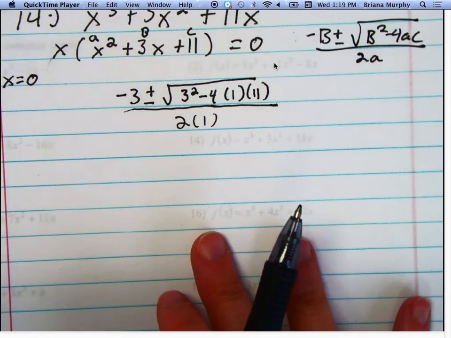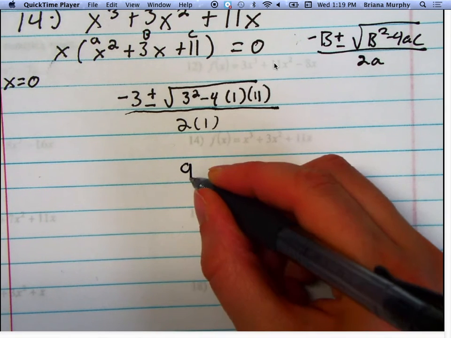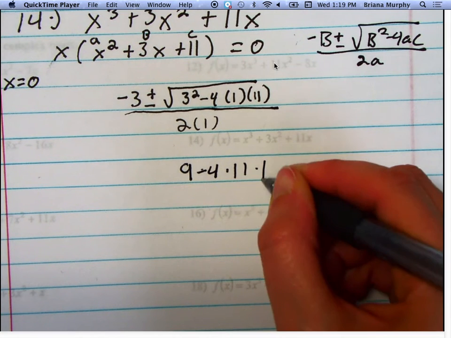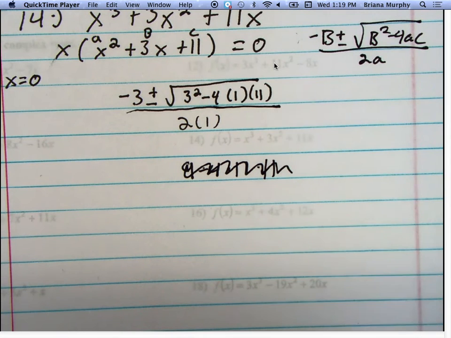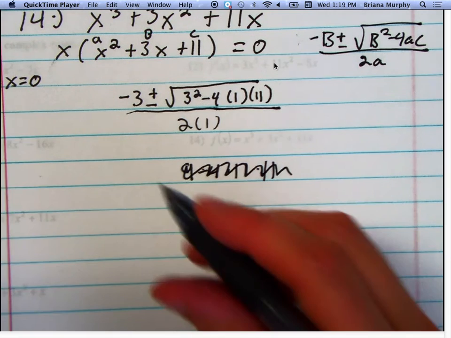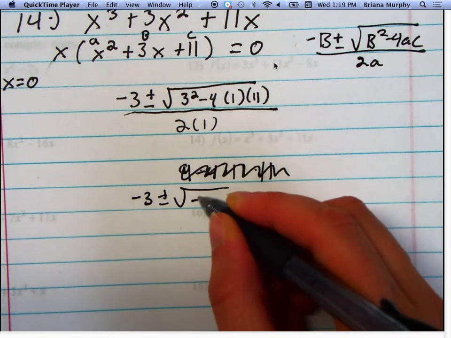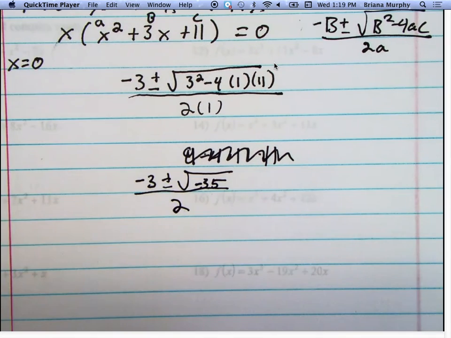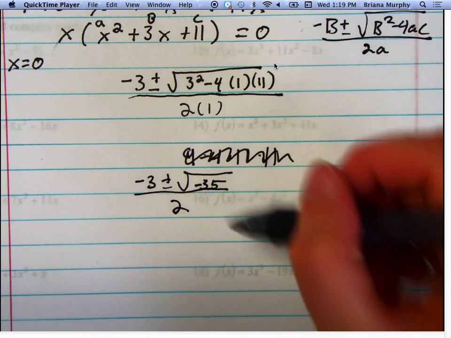All right, so let's do what's under the square root first. Okay? So we get 3 squared is, okay, minus 4 times 1 times 11. You can do it all in pieces like this. I don't want to do that. Let's just put it all in our calculator at once, and what do we get? I get negative 35. So negative 3 plus or minus the square root of negative 35 over 2. I just put this part right here in my calculator and came up with negative 35.